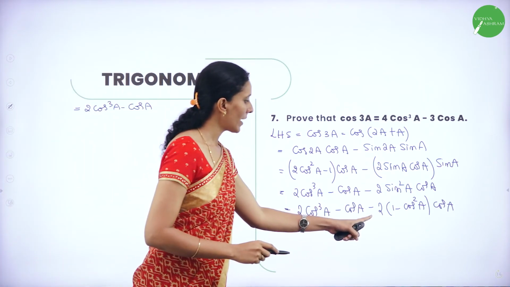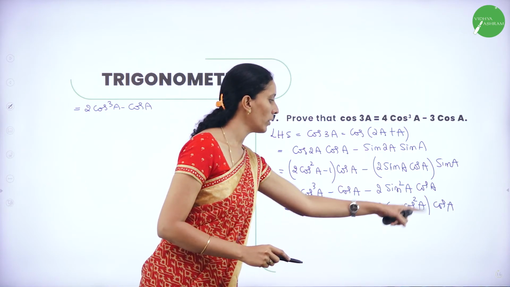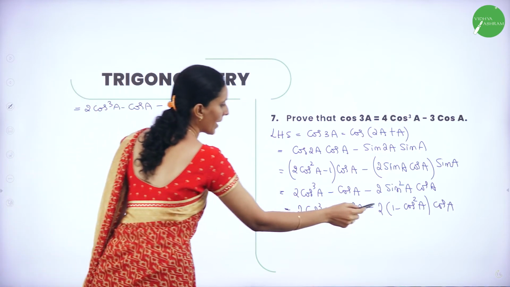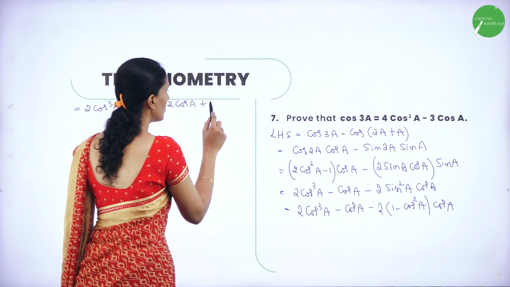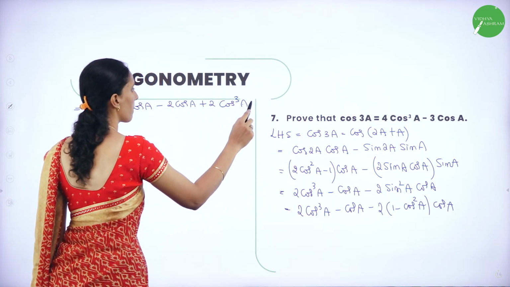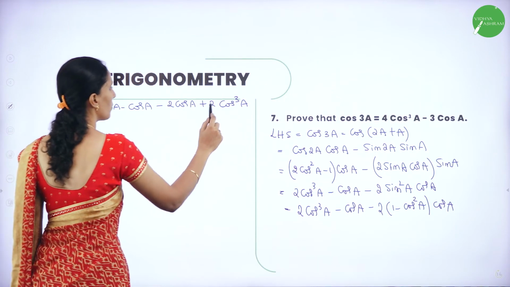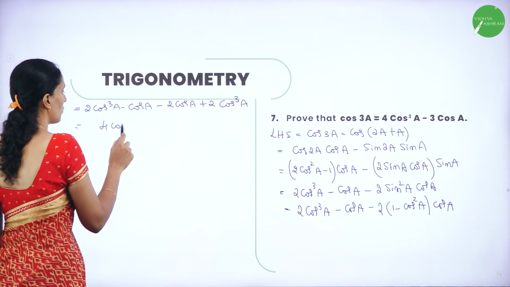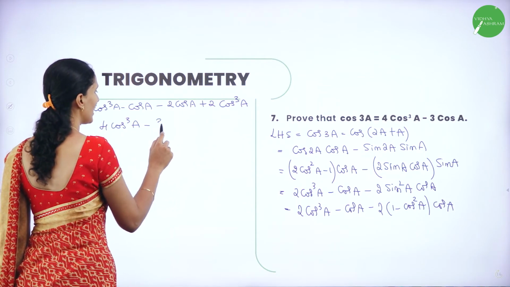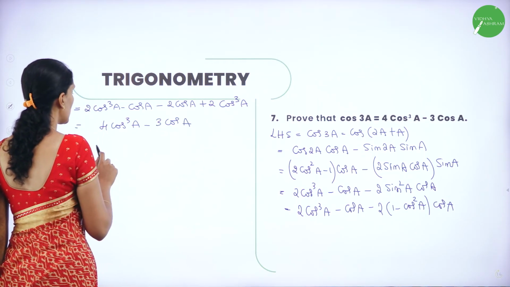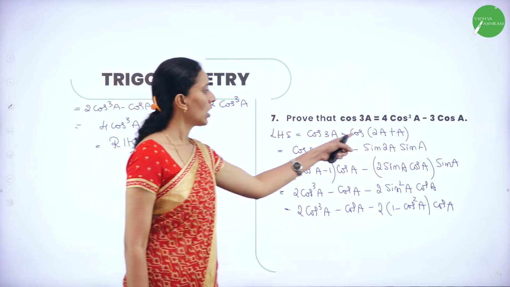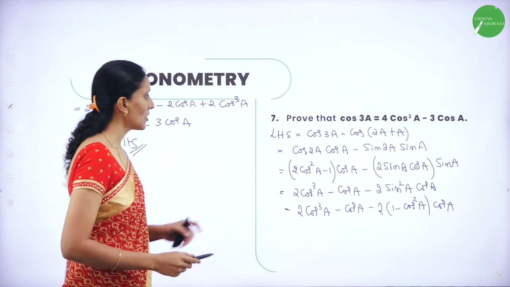Here you have minus 2 into 1, which is 2. 2 into cos A, you will get minus 2 cos A. You have minus 2 into minus, which become plus 2. Cos square A into cos A is cos cube A. Next you have 2 cos cube A plus 2 cos cube A, which is 4 cos cube A. Minus cos A minus 2 cos A is minus 3 cos A. This is how we will get the formulas of multiple angles using the compound angles. So hence it is proved now.